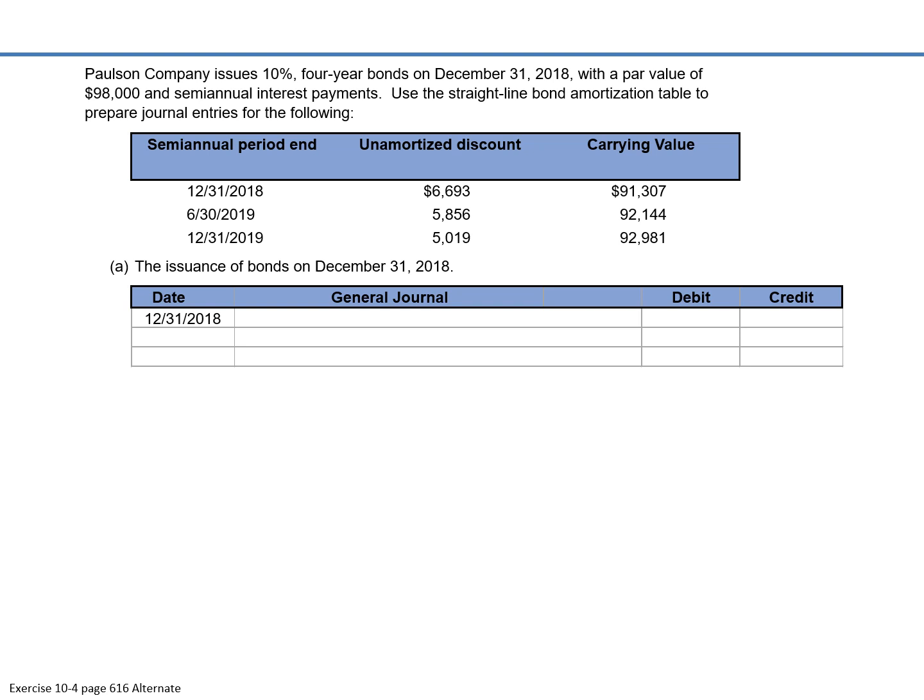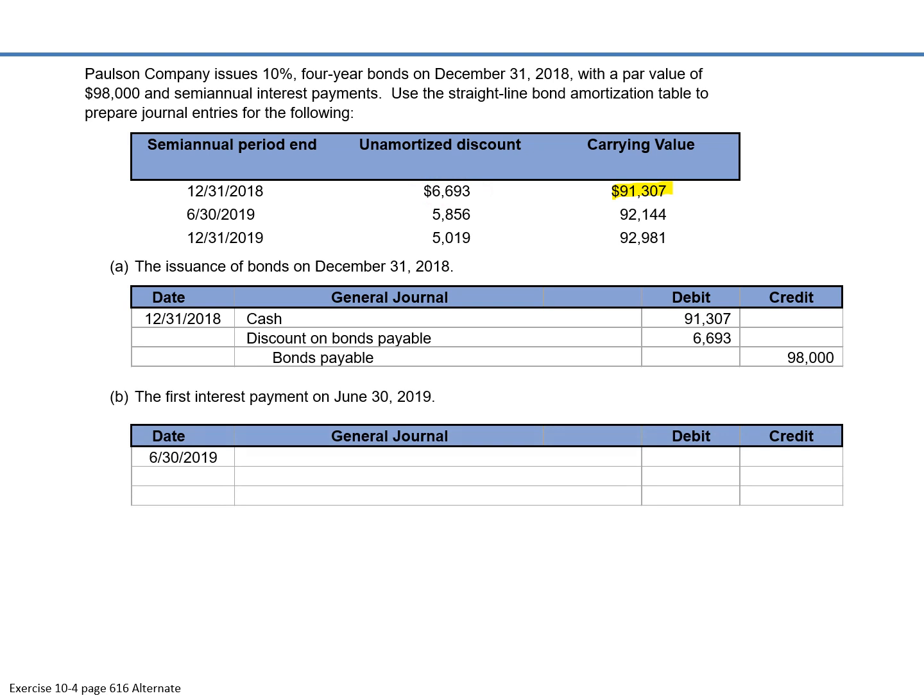All right, so the issuance of our bonds, they tell us what we start our carrying value at, right? So we're going to get cash at 91,307. We're going to have a discount on our bonds payable for the difference between the 98,000 par value and the 91,307 that we got in cash. So we're going to debit 6,693.